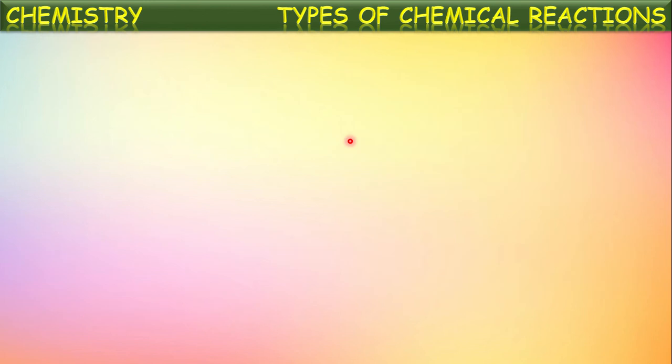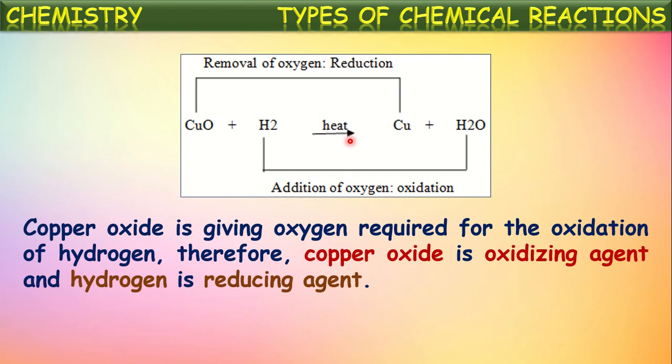In the same reaction, we can say copper oxide is giving its oxygen to hydrogen and helping in the oxidation of hydrogen. So copper oxide is helping the oxidation of hydrogen by giving its oxygen to it, isn't it? Therefore, copper oxide is called the helper of oxidation, that we say oxidizing agent. So here copper oxide is the oxidizing agent which has undergone reduction.